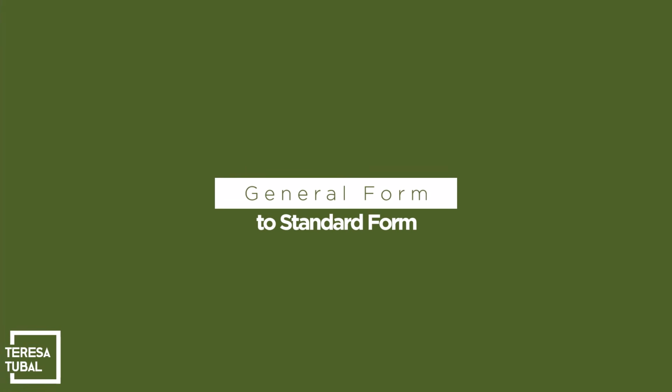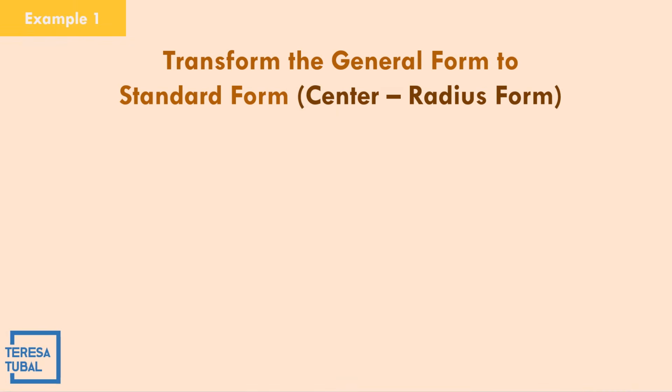Let us transform the general form to standard form of the equation of a circle. In example number 1, let us transform the general form to standard form. In the given x squared plus y squared plus 6x minus 8y plus 9 equals 0. So first step, the constant must be on the right side. So copy all the variables, and then equals positive 9, change the sign, that becomes negative 9.